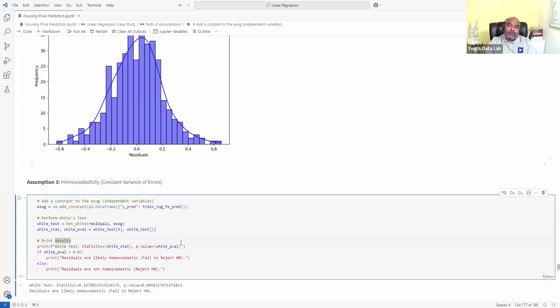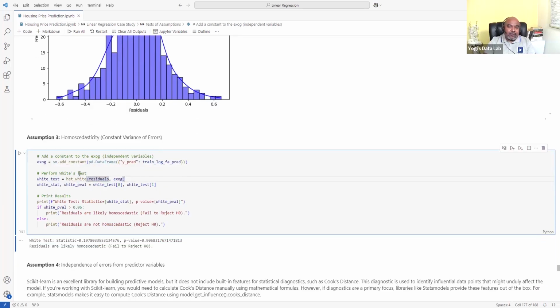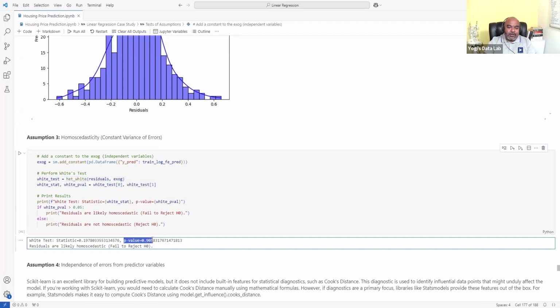Now, when you go for the third one, which is homoscedasticity, meaning constant variance of errors, here I am doing a White's test. White's test has a null hypothesis, which says that the residuals are homoscedastic, and an alternate, which says the residuals are heteroscedastic. If I look at the p-value of the White test, it shows me that my p-value is 0.90 or approximately 0.91. If it is 0.91, it means it is greater than 0.05, and I'll fail to reject my null hypothesis and I'll state that my residuals are homoscedastic.